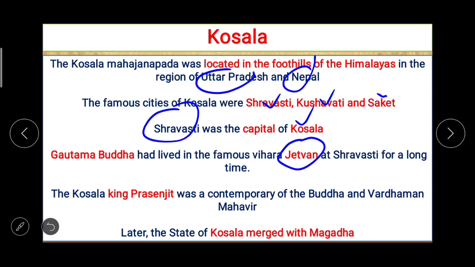The Kosala king Prasenjit was a contemporary of the Buddha and Vardhaman Mahavir, and later the state of Kosala merged with Magadh. So the important things which we have to keep in mind about Kosala: it is located in the foothills of the Himalayas, Shravasti was the capital, and the king Prasenjit was a contemporary of the Buddha and Vardhaman Mahavir.